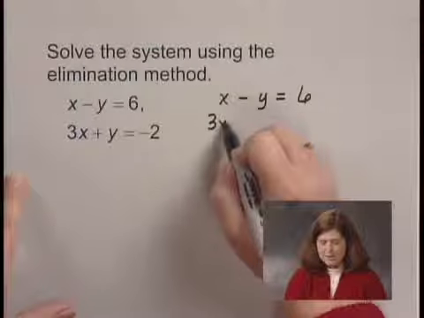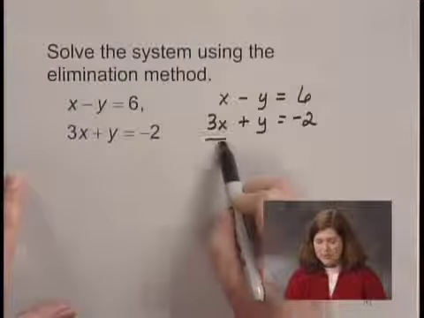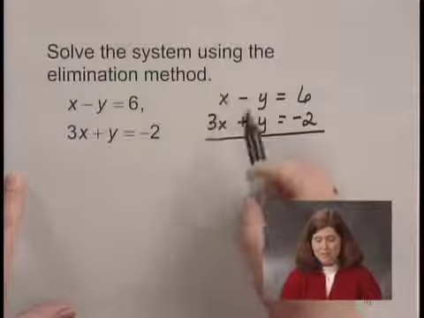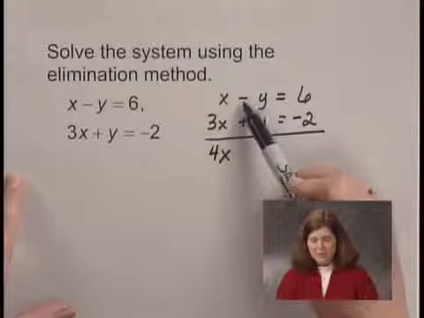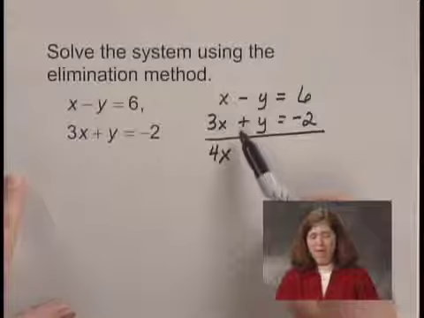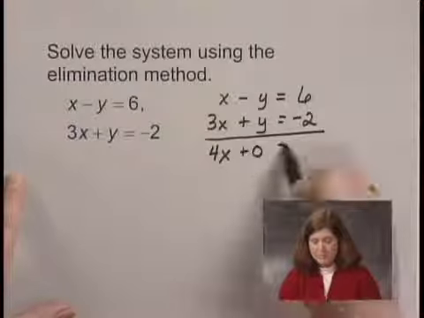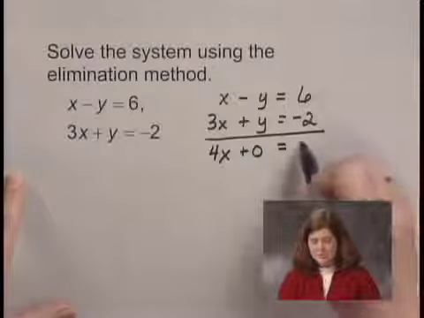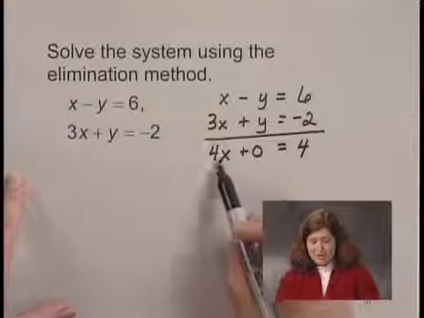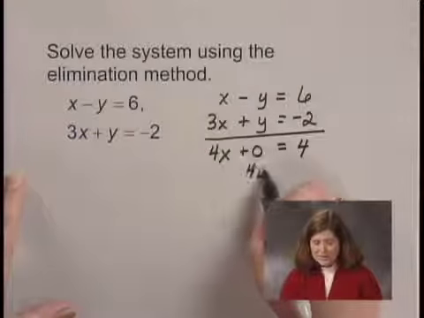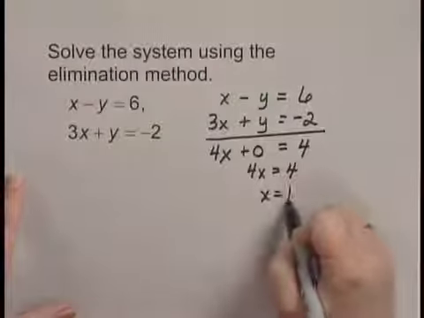Here I have 3x plus y equals negative 2. I add, and I have x plus 3x is 4x. And here, you can think of this as negative 1 times y plus 1 times y. That's like plus 0. And that equals 6 plus negative 2, which is 4. I've eliminated the y. This gives me 4x equals 4. Dividing both sides by 4, I have x equals 1.